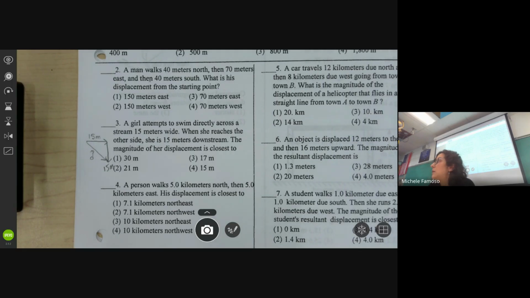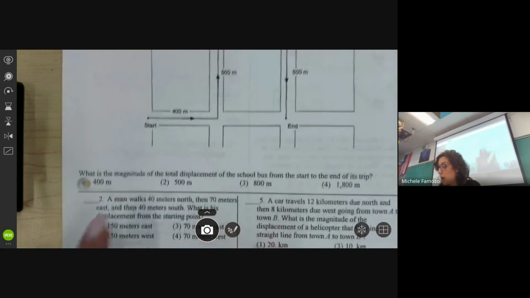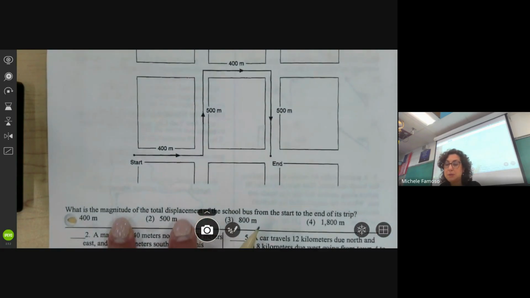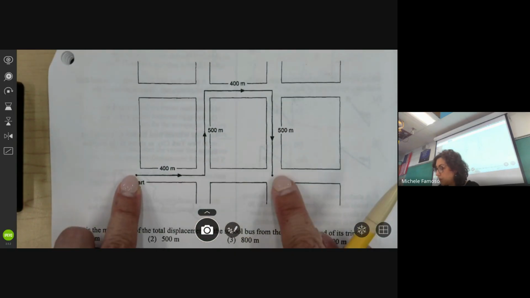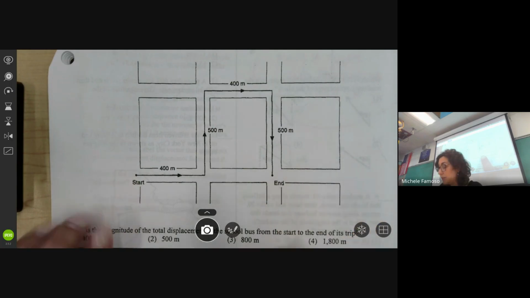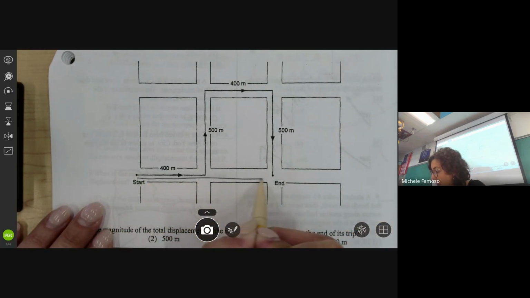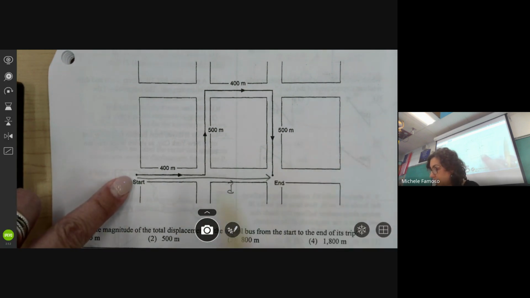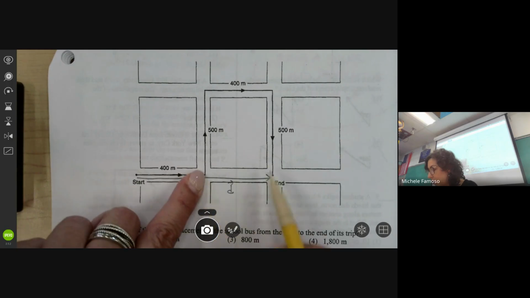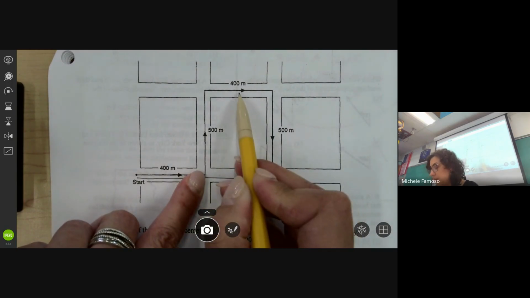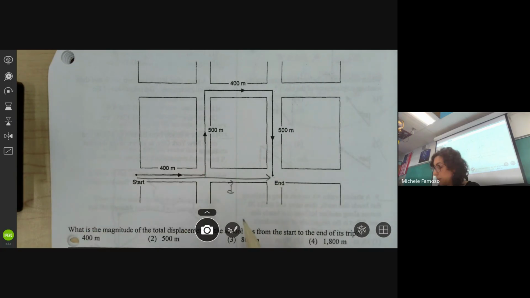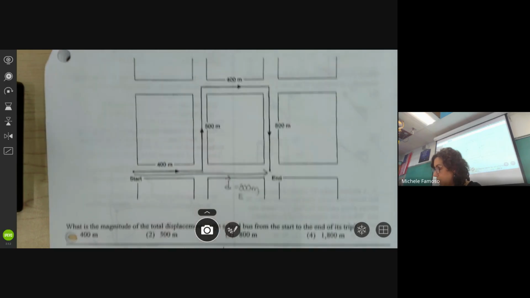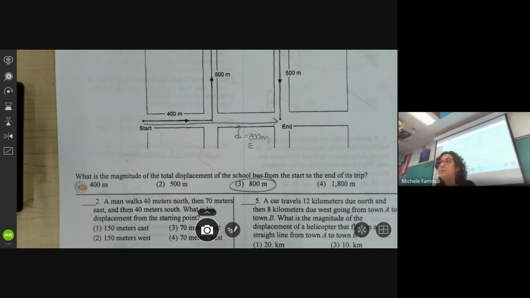Anything else? Yeah. Number 1 asks you for the magnitude of the total displacement of this school bus from the start to the end of the trip. The displacement is measured from the starting point to the ending point right there. That arrow I just drew is the displacement arrow. How long is it from here to here? Well, I see from here to here is 400, but then from here to here is another 400. So the displacement is therefore 800 meters, and it's pointing east or to the right. So the best choice is 3.